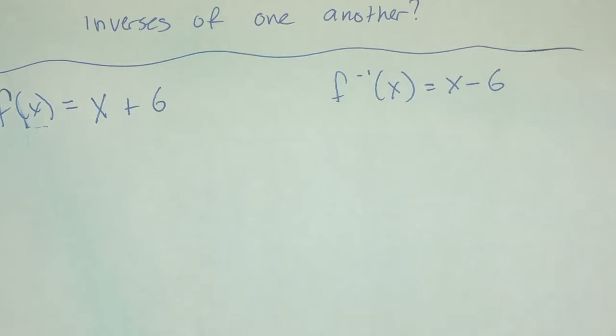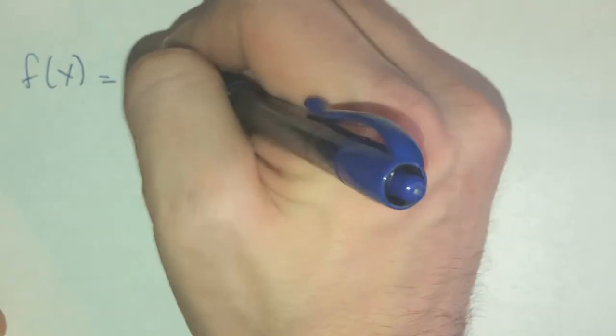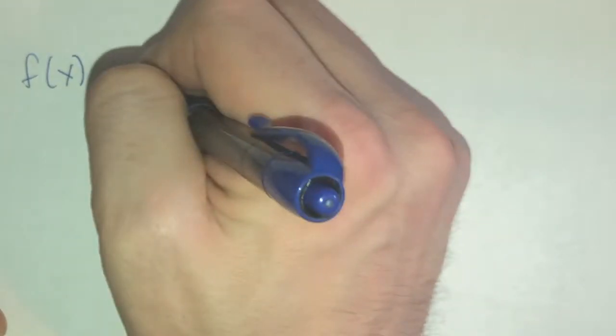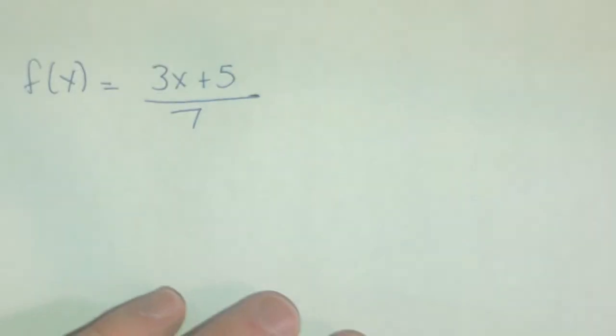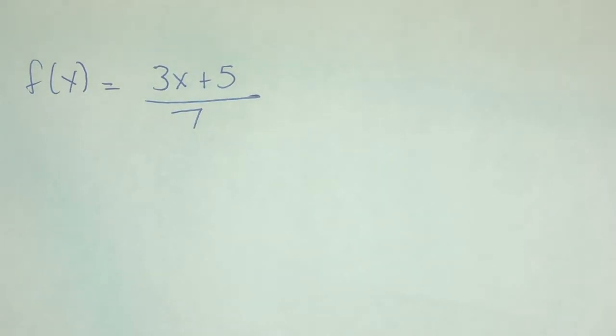Now, we've talked about this idea in one of my previous videos, which is about composition, and I really encourage you to take a look at my composition video so you can understand that component of it. But today I'm going to talk to you about one of the main concepts: how do we find them? Okay, so I'm going to give you a couple different examples. Here's my first example. Let f of x equal 3x plus 5 divided by 7. And I want to know, what is the inverse of this function?